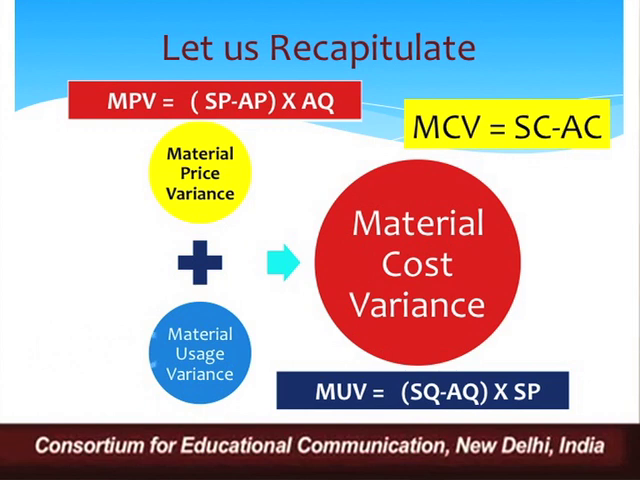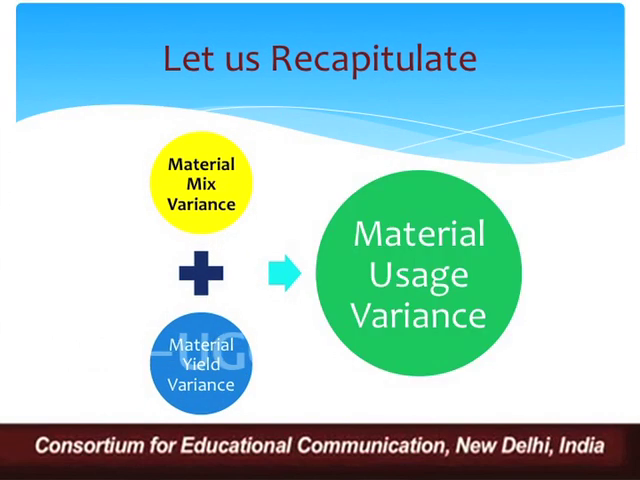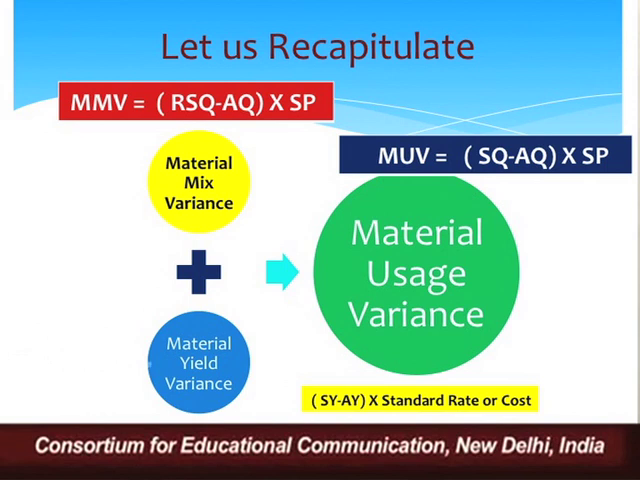For price variance, the formula is standard price minus actual price into actual quantity. For usage variance, the formula is standard quantity minus actual quantity into standard price. Once it is justified, the next step is you have to justify the usage variance. For that, you have mix variance and yield variance. For yield variance, you know the formula: standard yield minus actual yield into standard rate or standard cost. For material mix variance, the formula is revised standard quantity minus actual quantity into standard price.